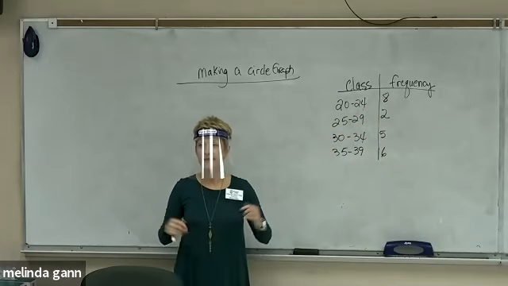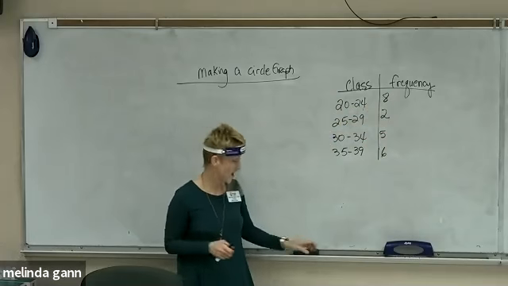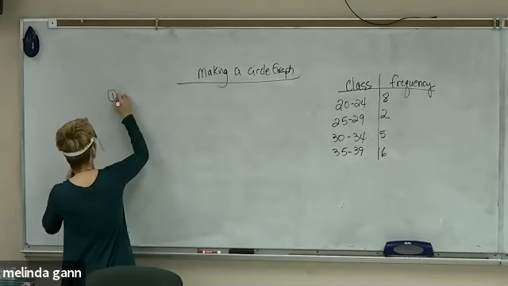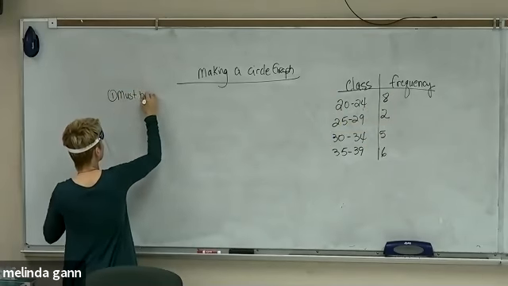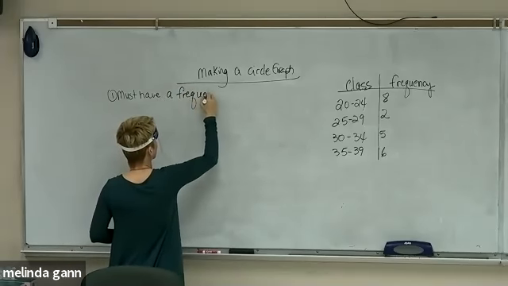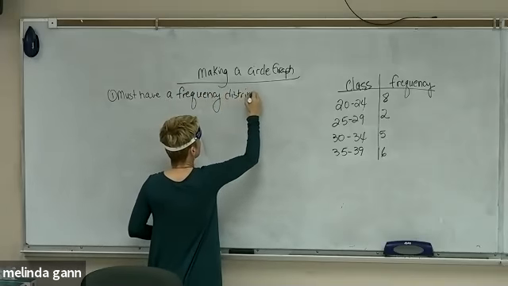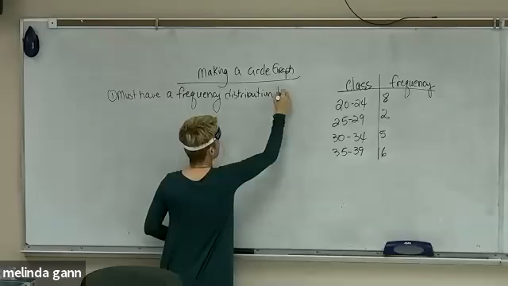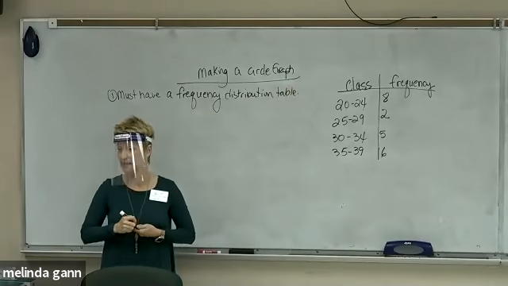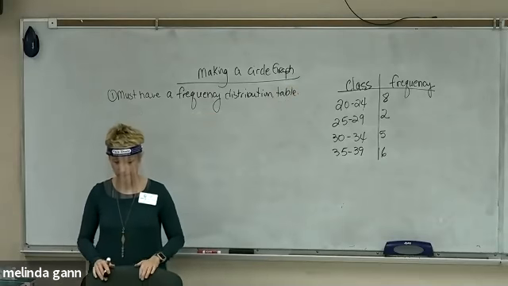I'll give you, guess what the first step is? That's right. You have to have a frequency table. Must have a frequency distribution table. But obviously, if I'm going to have a circle graph, I'm not going to have an x-axis and a y-axis. Everybody with me? So this one's going to be different.